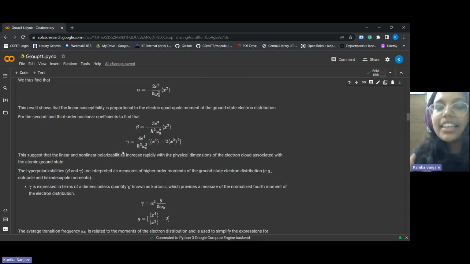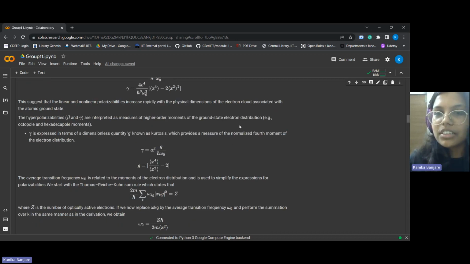For the second and third order susceptibilities, I have given the expressions here as well. This suggests that the linear and nonlinear polarizabilities increase rapidly with the physical dimension of the electron cloud associated with the atomic ground state. And this beta and gamma are called hyperpolarizabilities, and these are interpreted as a measure of higher order moments of the ground state electron distribution.